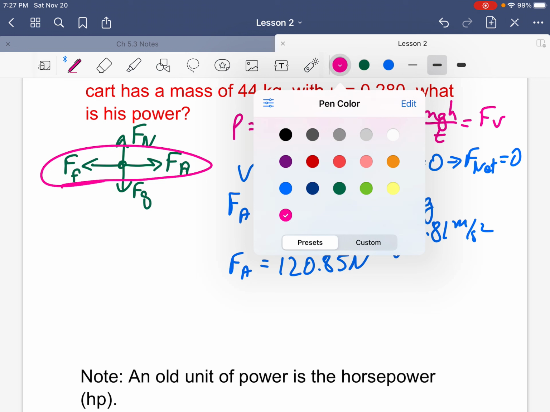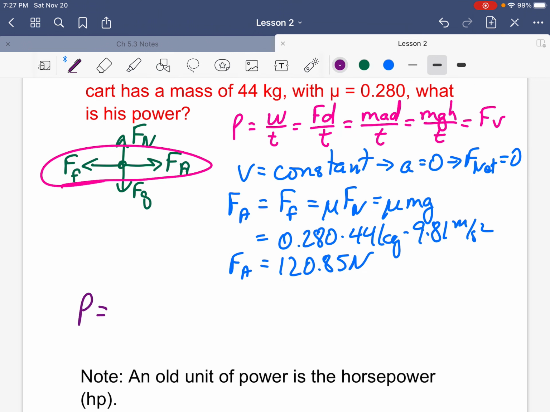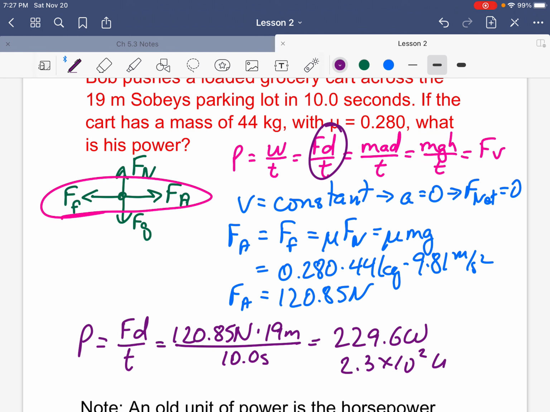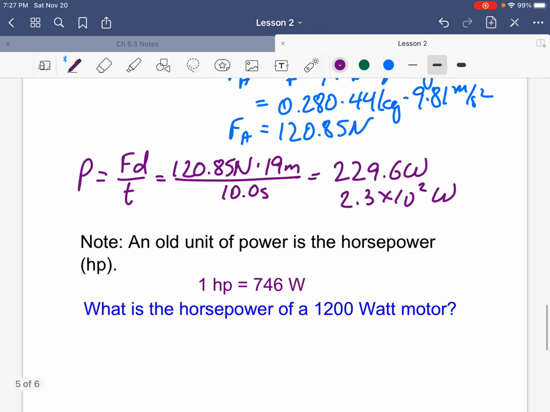Now, we have to figure out the power. I'm going to change colors here because I can. Power, force times distance divided by time, is 120.85 newtons times the distance, which was 19 meters, over time, 10.0 seconds. That's 229.6 watts, or 2.3 times 10 to the 2 watts if we want to get picky about significant digits.